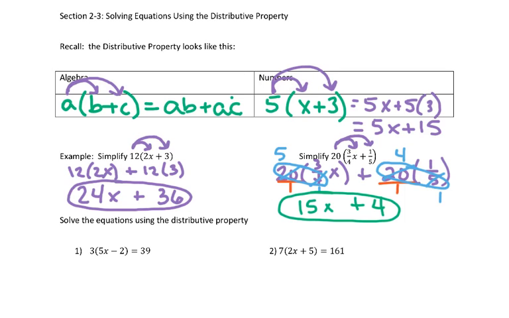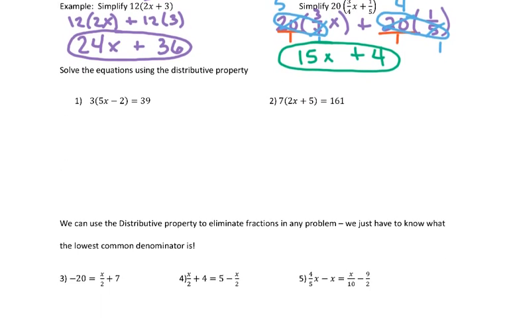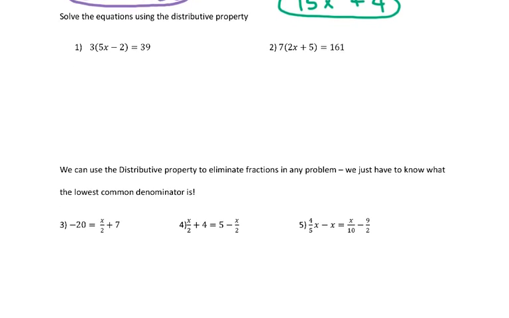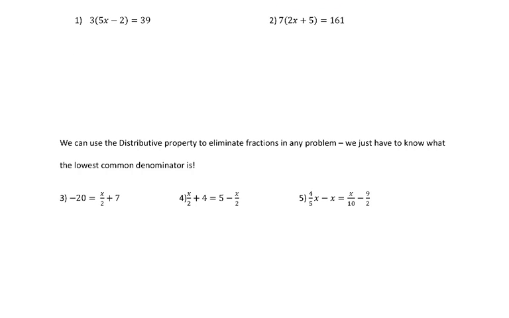Alright, let's go into some examples of equations that use the distributive property. Number 1 here, we're going to distribute the 3 throughout the parentheses. So we're going to have 3 times 5x, and I'm going to change this minus sign to plus and negative, so it's going to be 3 times negative 2 equals 39. Oops, sorry about that, 39.